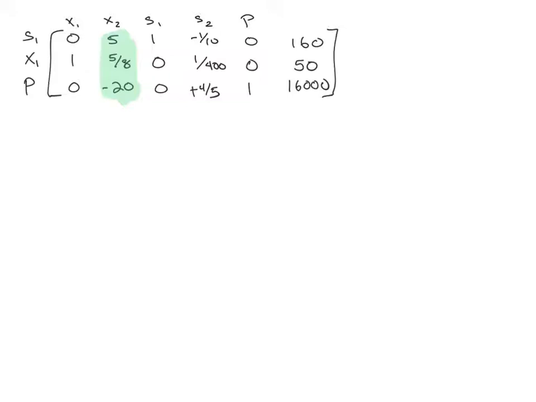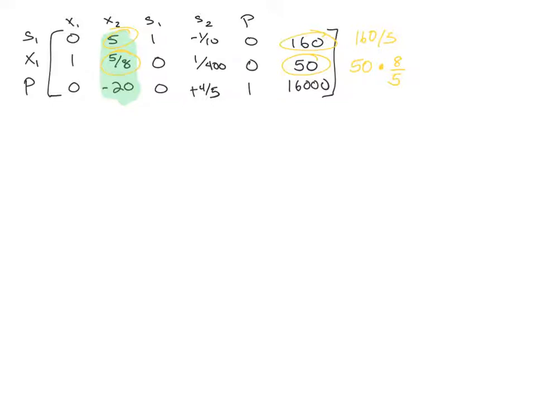You come off to the left and do your divisions again. So here we'll have 160 divided by 5. And here we'll have 50 divided by 5/8. Ooh, I don't want to do that. Let's not divide by a fraction. Let's multiply by the reciprocal of that fraction. So it won't be 50 divided by 5/8. It'll be 50 times 8/5.